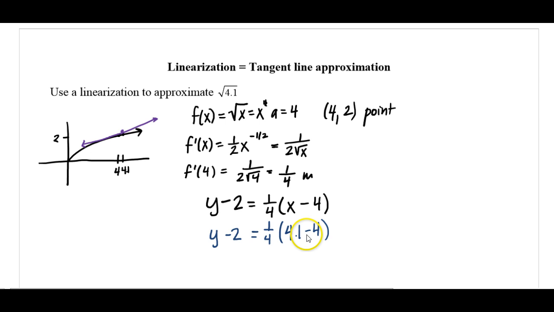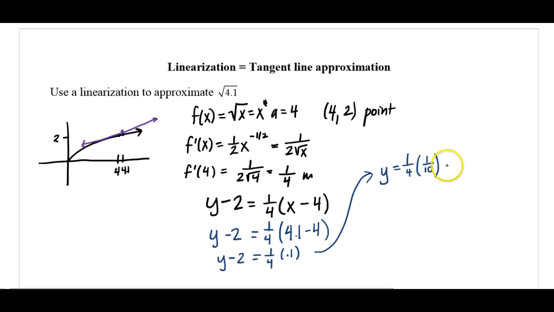So 4.1 minus 4 is just 0.1, or 1/10. So this is going to be 0.1 times 1/4, and then this is still a y minus 2. Now let's think about how we can solve this. I have this fraction and this decimal, so I'm going to bring it up here and write this as y equals 1/4 times 1/10. I've elected to rewrite the decimal as a fraction so that I can have all fractions, and then plus 2.